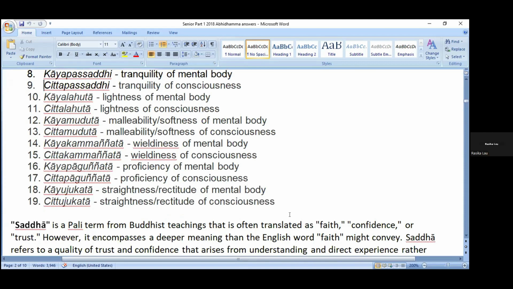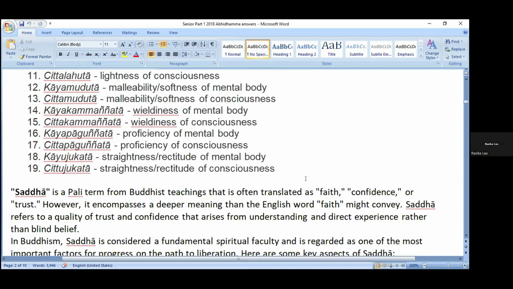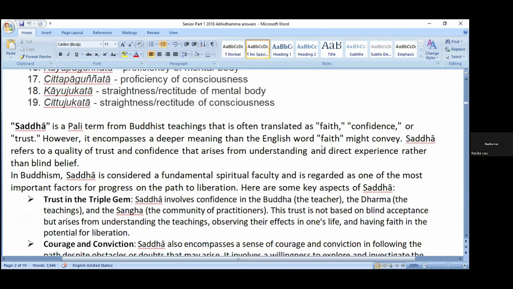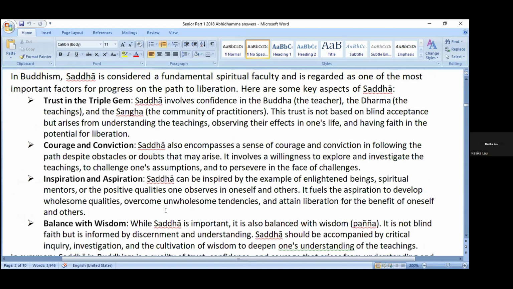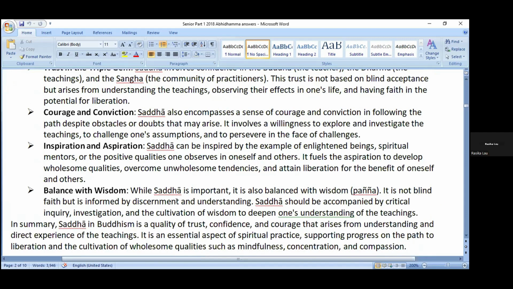So you take all of the mental factors and then elaborate on them. Your sister already said, like Saddha, one of them, the faith. So all these you can read yourself. Example, Saddha: I trust the Triple Gem. You have courage, conviction, inspiration, aspiration, and it bears the wisdom. So Saddha is another mental quality.